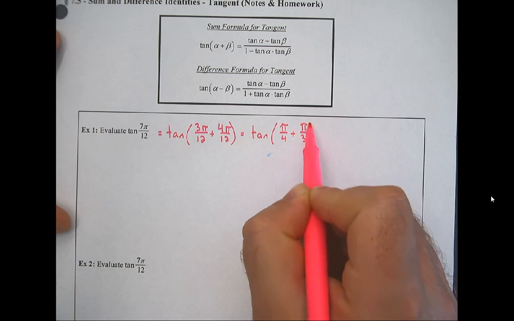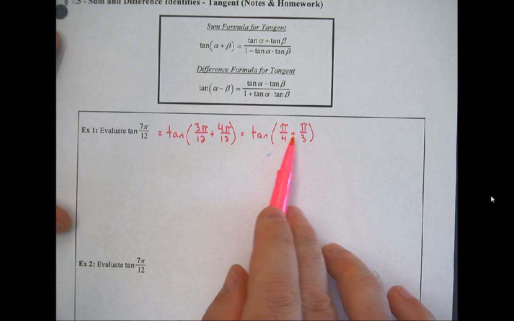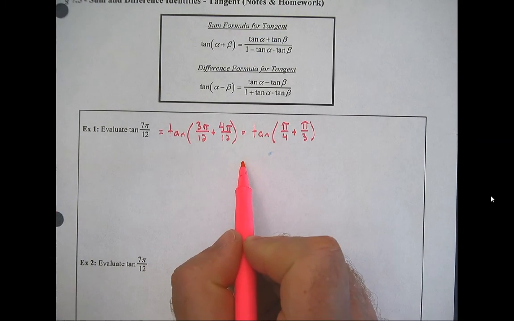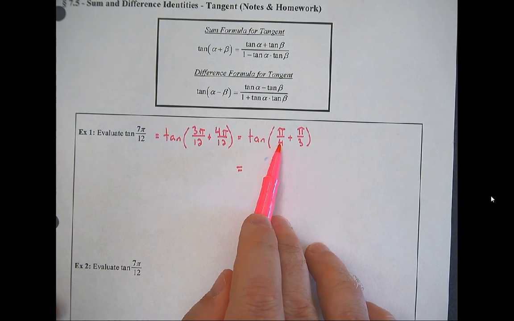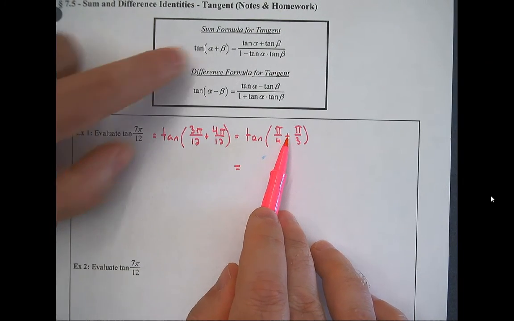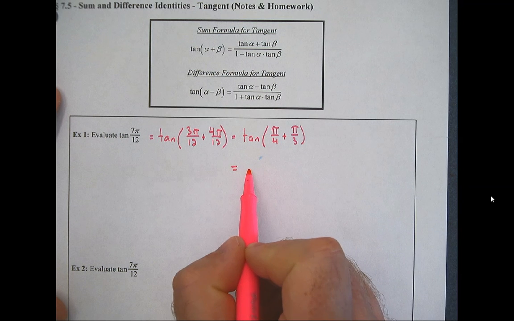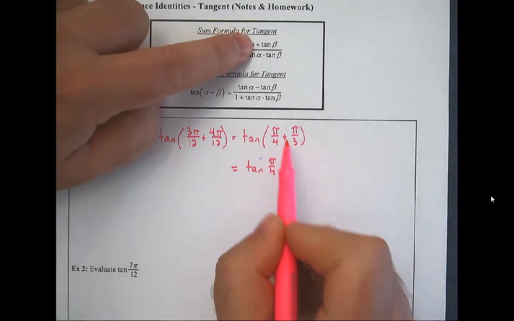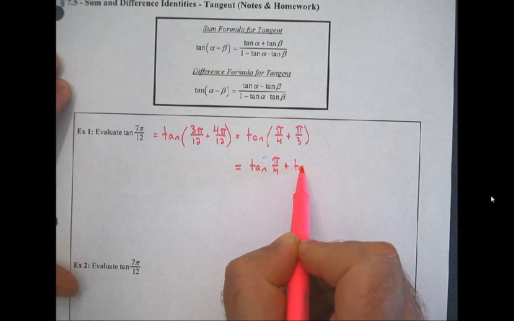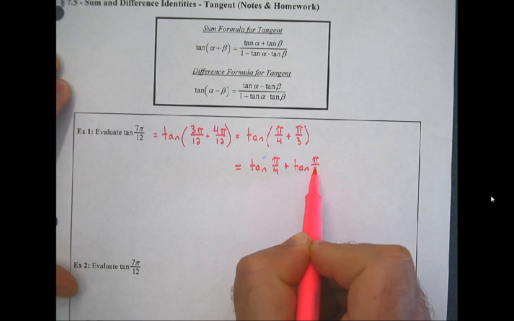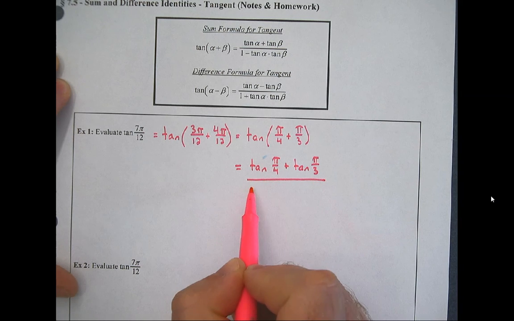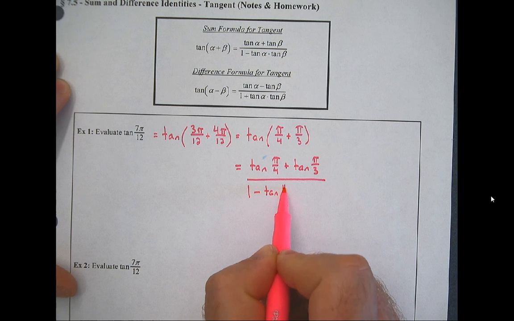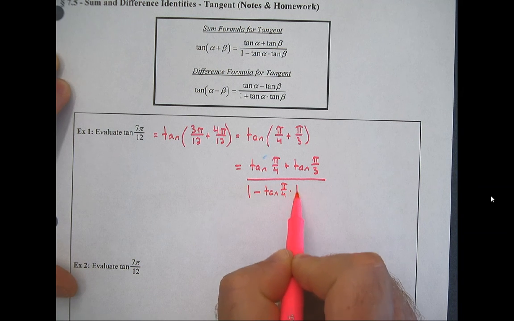The whole point was we wanted to find two angles that we could identify inside of our unit circle. So now I'm going to plug and chug. My alpha is pi over 4, my beta is pi over 3, and we're doing the plus formula. So that would be equal to tangent of alpha, so tangent of pi over 4. It's a plus, so it's still a plus on the top. Tangent of pi over 3 over 1, and then this switches around, tangent of alpha, tangent of beta.